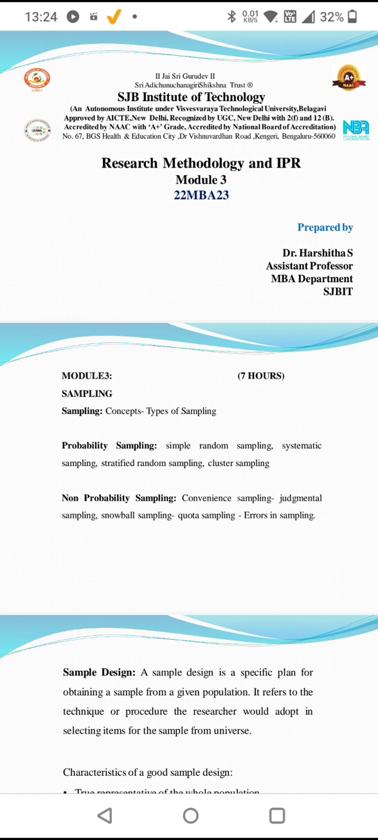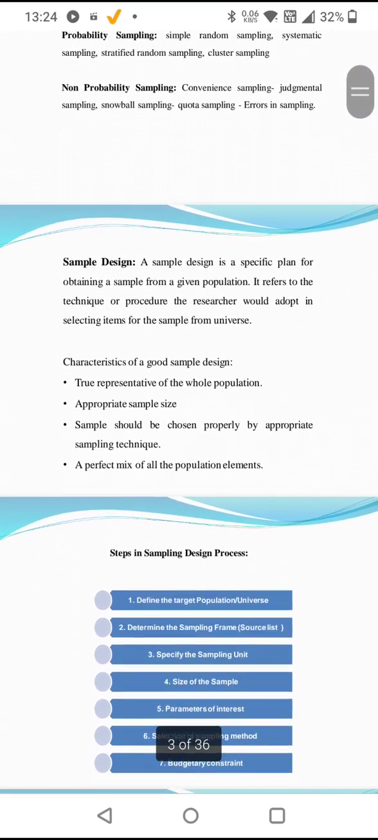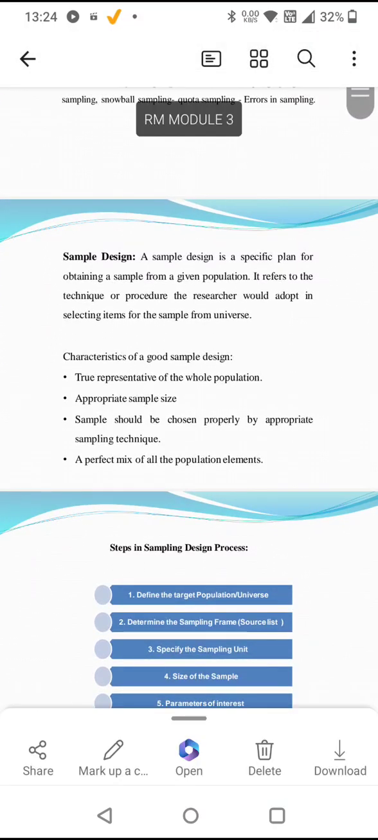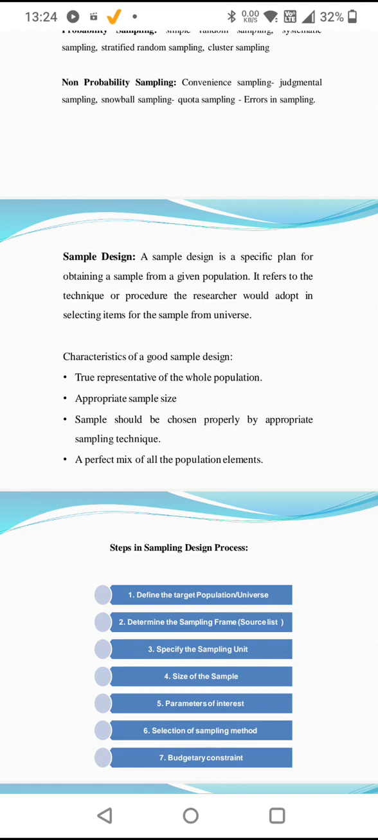In probability sampling, we will be learning about simple random sampling, systematic sampling, stratified random sampling, and cluster sampling as well. Whereas in non-probability sampling, we'll be learning about convenience sampling, judgmental sampling, snowball sampling, and quota sampling. Again, at the end, we'll be learning about the errors which are included in the sampling process.